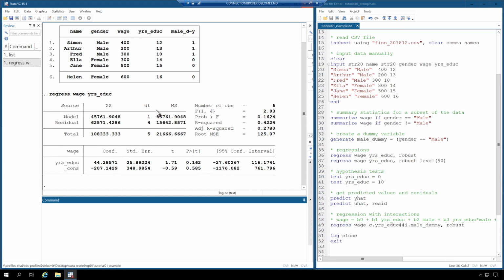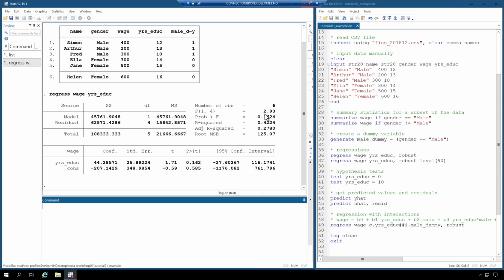Now, this is our output, and we have 6 observations, and the probability of the F statistic is what we look at first. This is a joint test of all the coefficients on the x variables, the slopes, that they are all equal to 0. In this case, we only have a simple regression model in which we have one x variable.